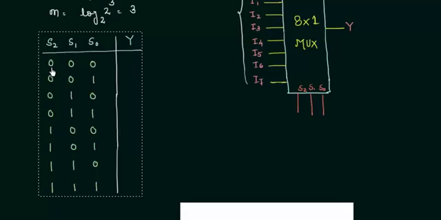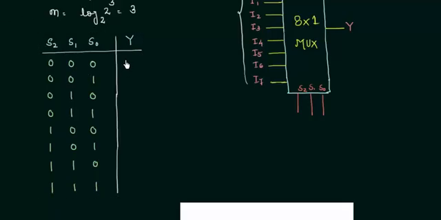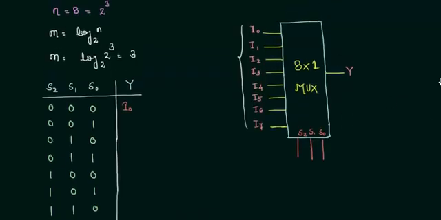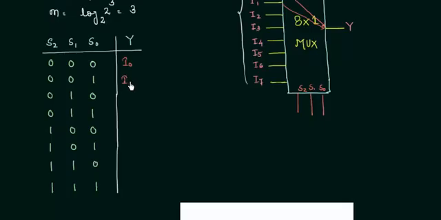So when all these 3, S2, S1 and S0, are 0, y is equal to I0. I0 will be routed to the output in this case. Similarly, when S2 and S1 are 0 and S0 is 1, I1 is routed to the output. So I will complete this table now. I0, I1, I2, I3, I4, I5, I6 and then I7. This I7 input will be routed to the output y when all these 3 are high.